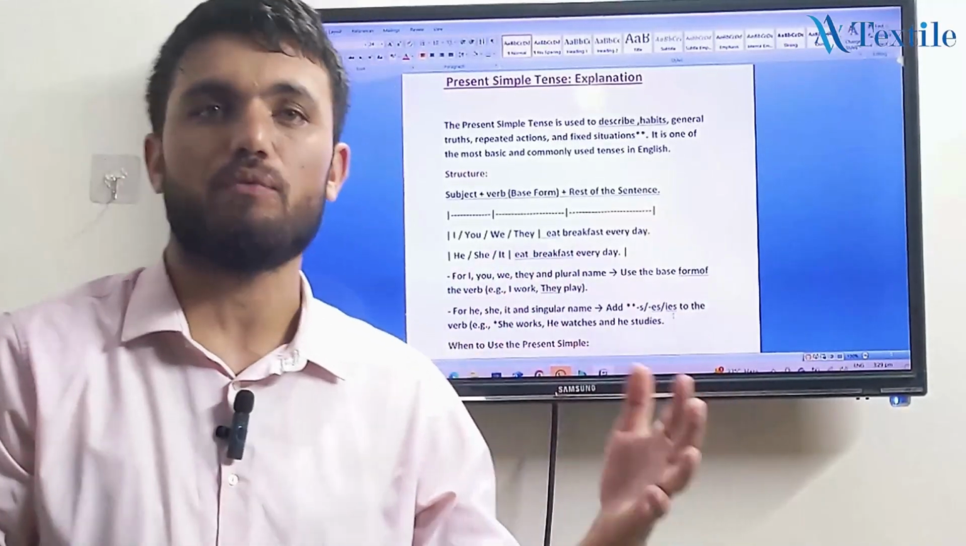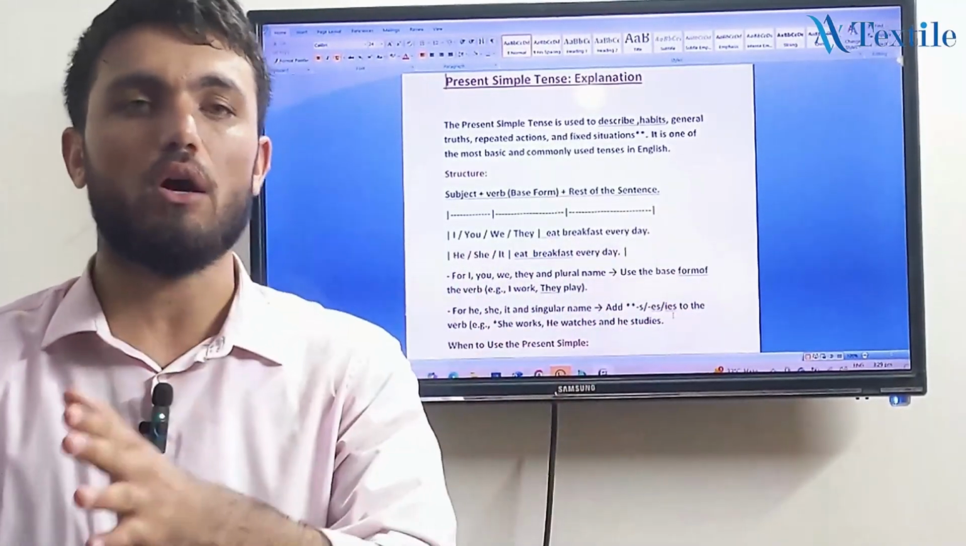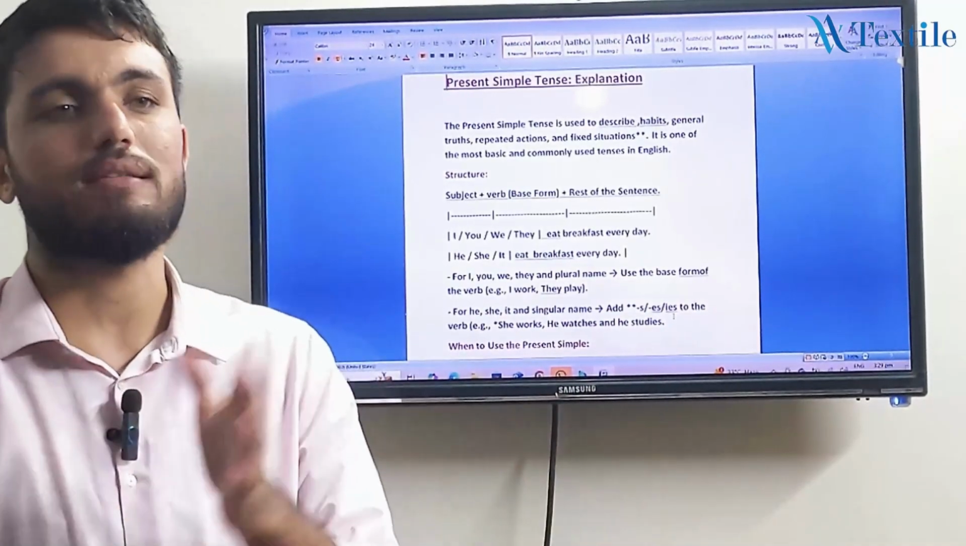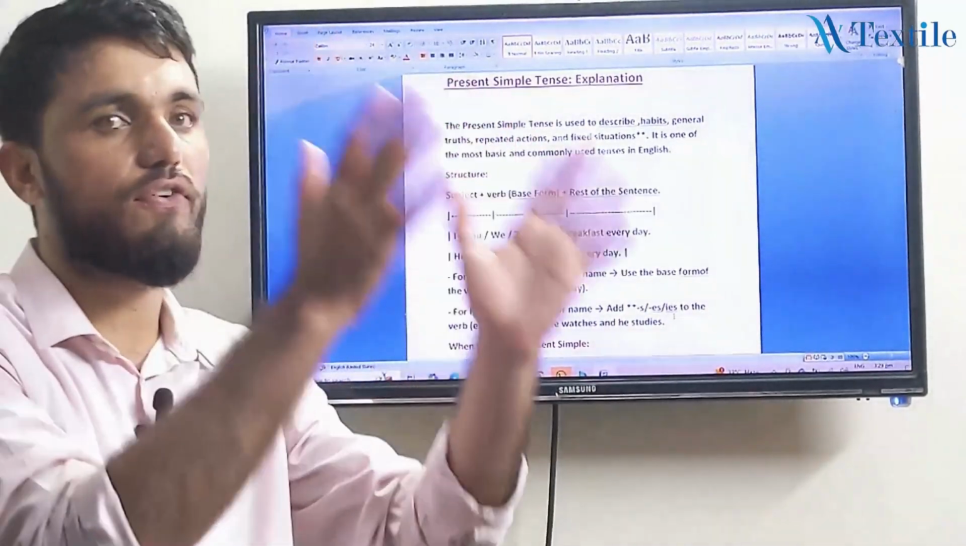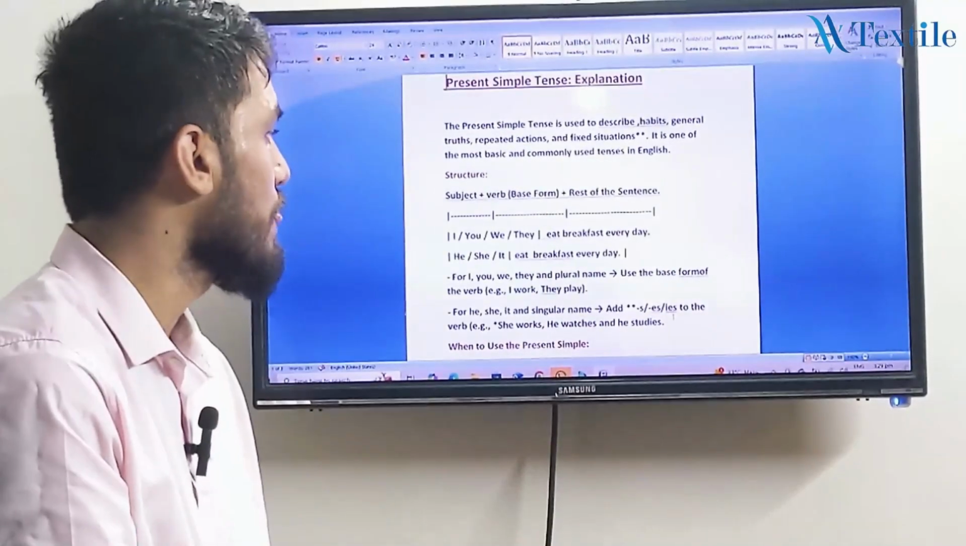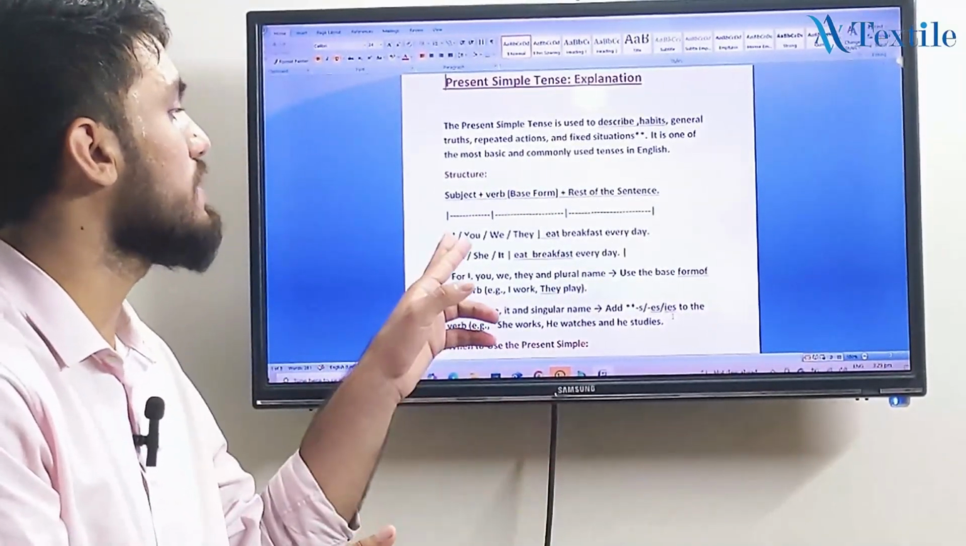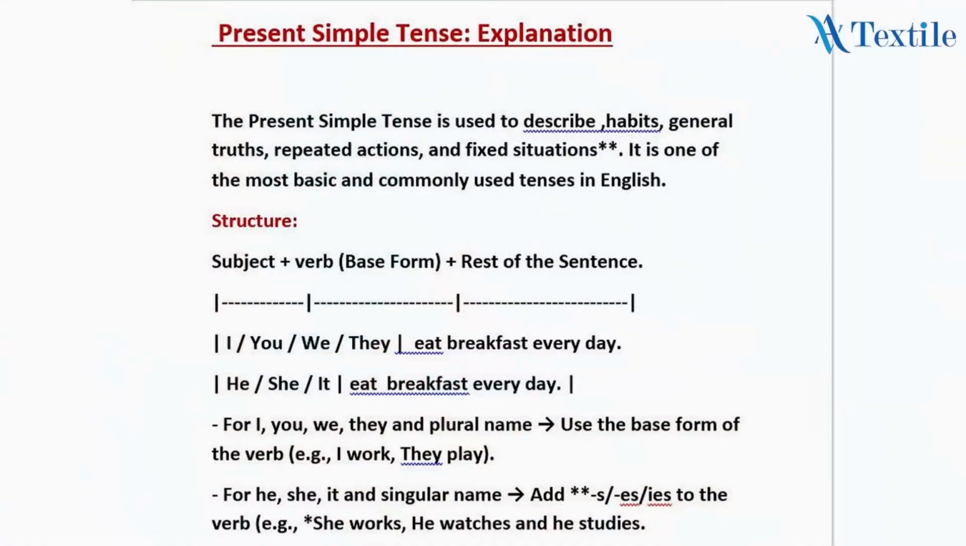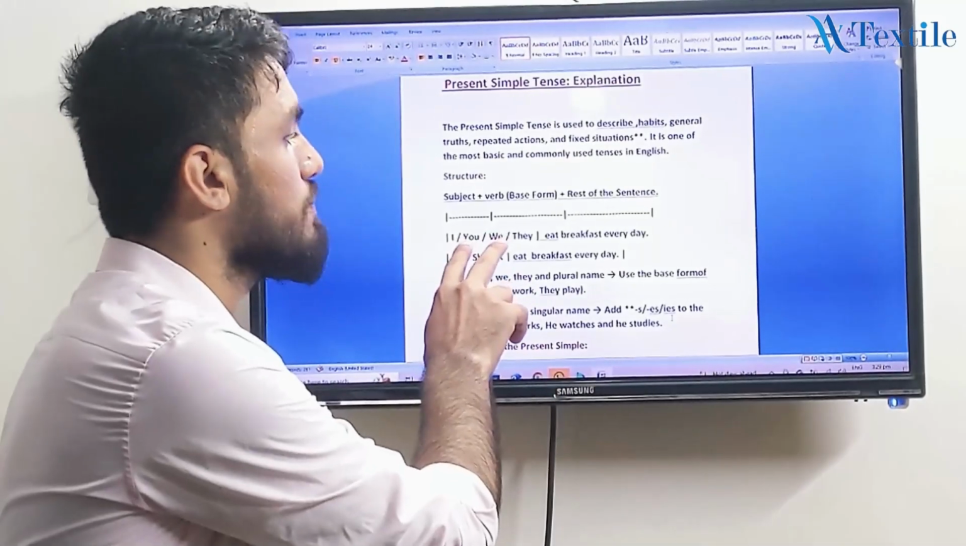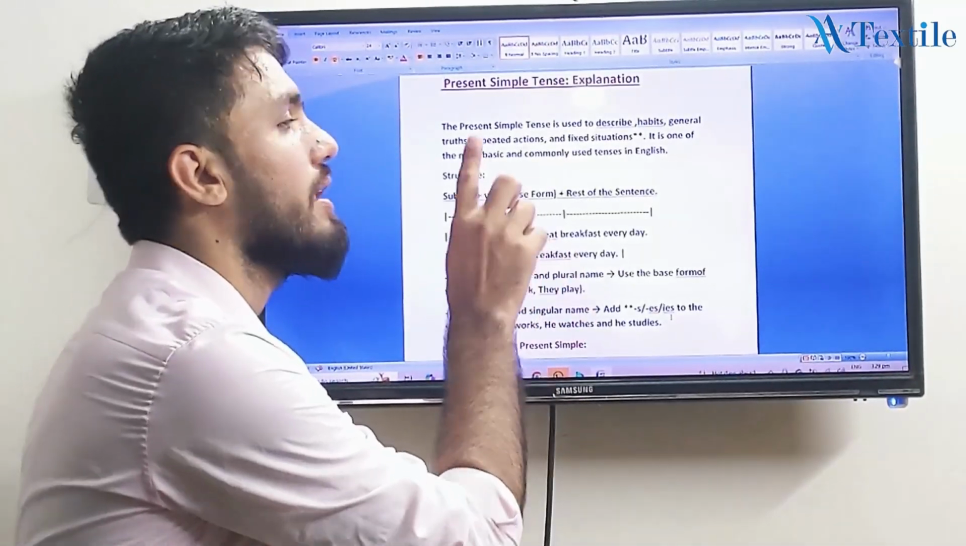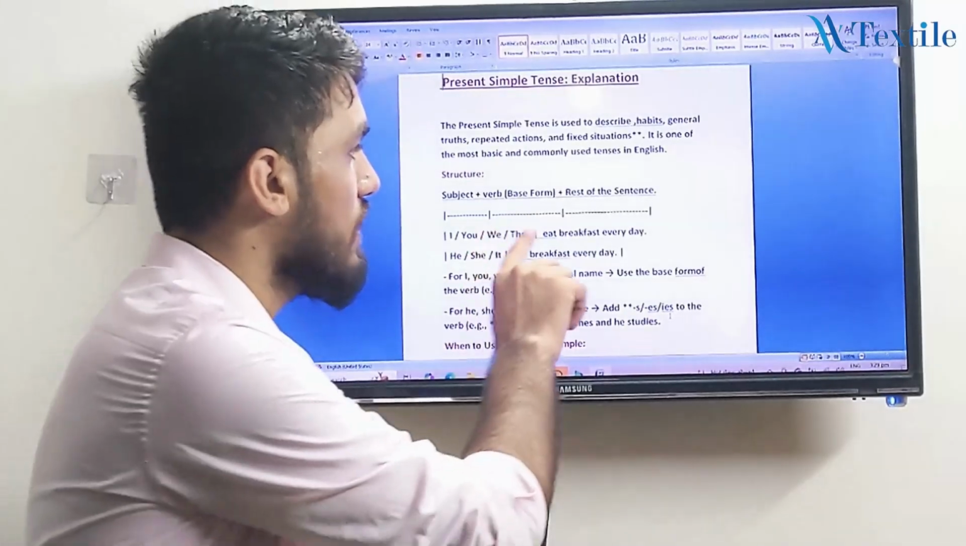What about the verb forms? We have the forms of verbs: go, went, gone; come, came, come; sleep, slept, slept. We will use the first form of verbs in this tense. With subjects like I, you, we, they, I have made sentences like: I eat breakfast every day, you eat breakfast every day, we eat breakfast every day, and they eat breakfast every day. Eat is the verb first form, and after it comes the rest of the sentence.